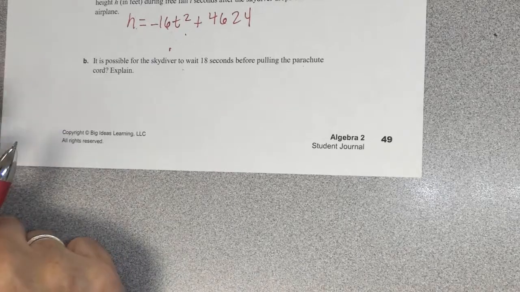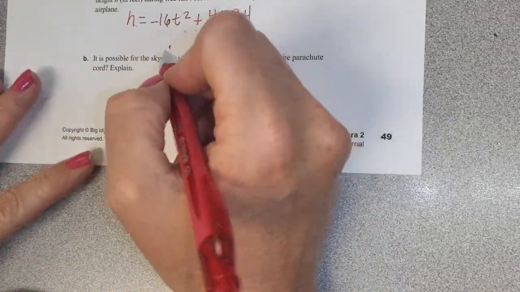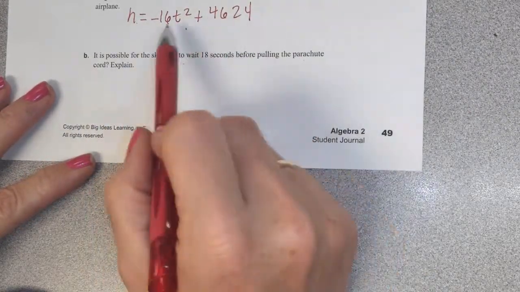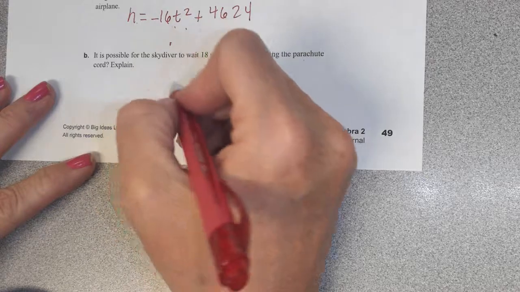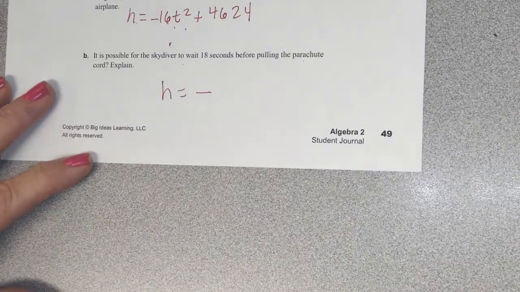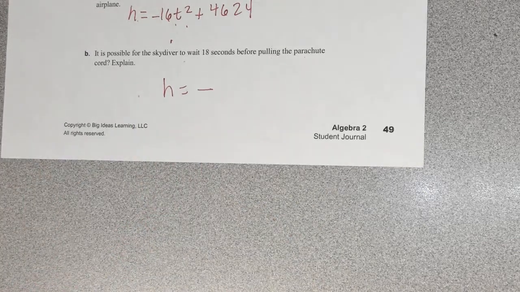All right, Preston, what'd you say? Yes or no? Why not? Okay, so you plugged in 18 for t and you got a negative answer? So what would that mean? He'd be underground, wouldn't he? Is that a problem if you're a skydiver? Yeah, you don't want to be underground. So if that height ends up being negative, that is bad. Very, very bad. So no, he doesn't want to wait that long.